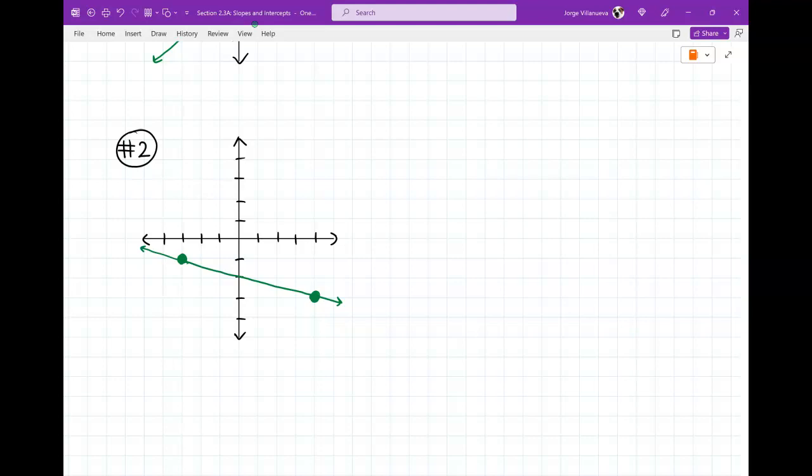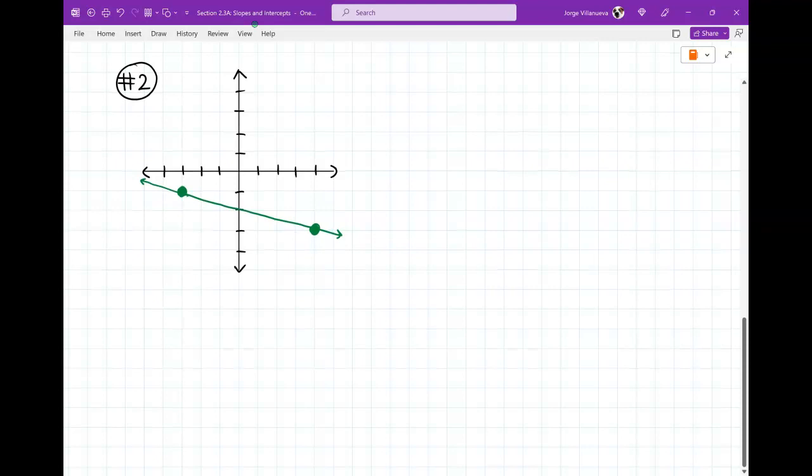So these dots are at -3, -1, in case you're not sure. They're at -3, -1, so that's one dot. And the other dot is at 4, -3. So my answer for slope for this, should it be positive, negative, 0, or undefined? This one should be negative, okay? If my answer comes out positive, then I better double check my work. If it comes out to 0, I better double check my work. If it's undefined, I better check my work, because this is going downhill, my slope should be negative.